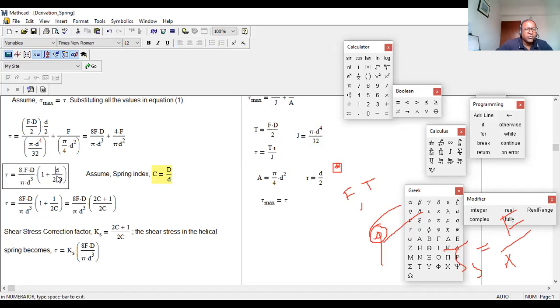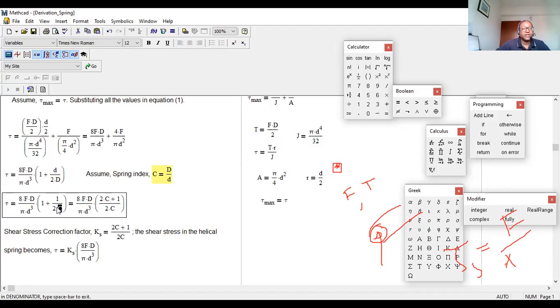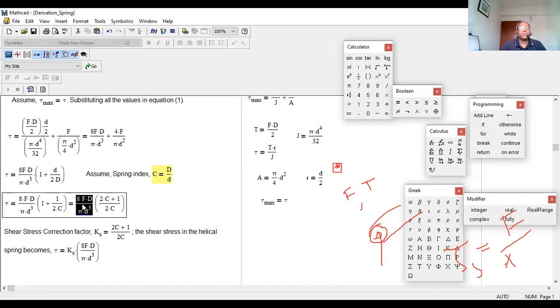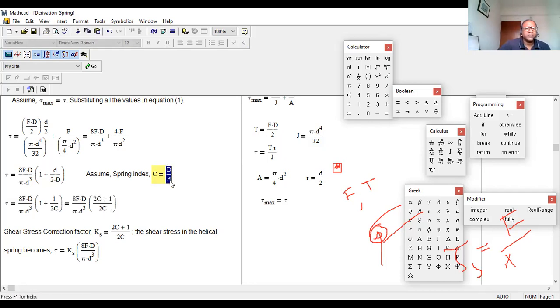So right over here, you put small d by big D, you put 1 by C. Right over here is 2. So after you rearrange, 8FD by pi d cube plus this value here, 2C plus 1 divided by C. And what is the C? This value, d by D. So your formula, if we think this is a constant Ks, then tau is equal to Ks into 8FD by pi d cube.